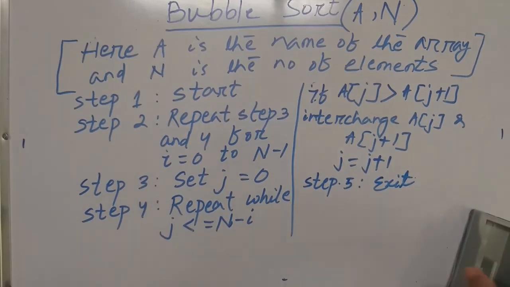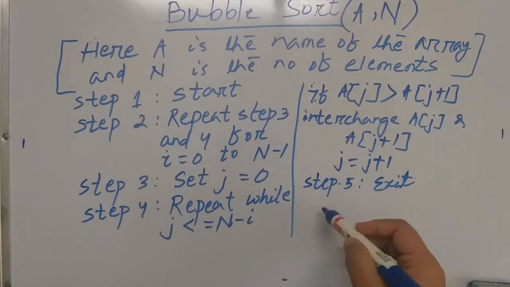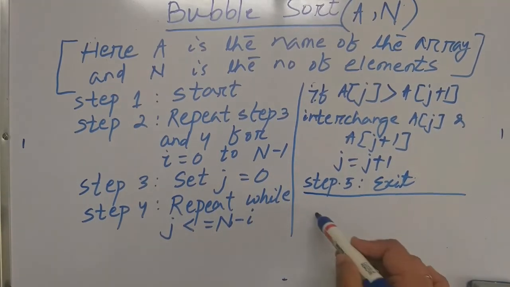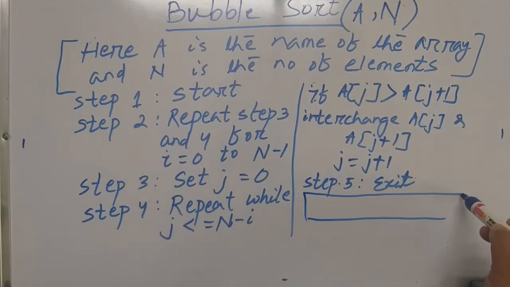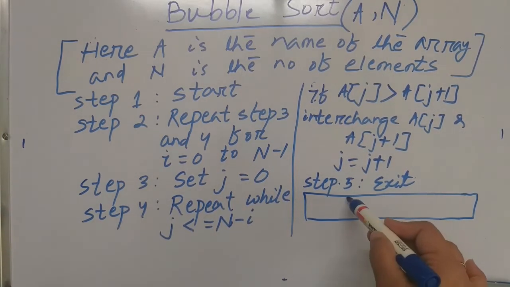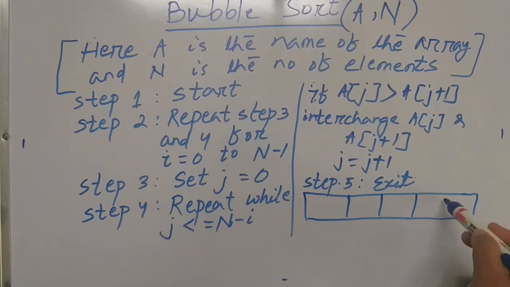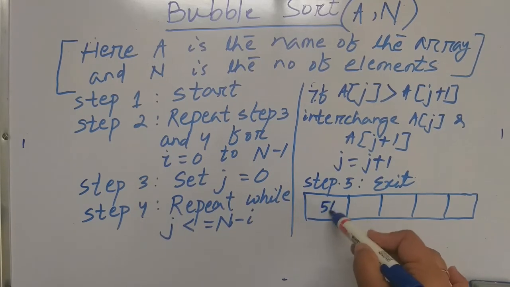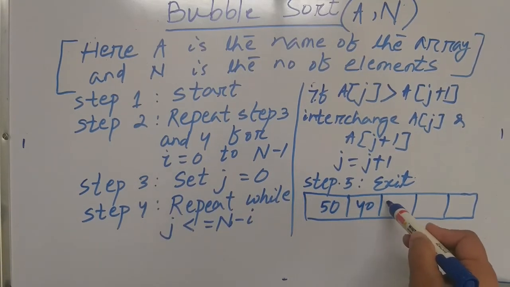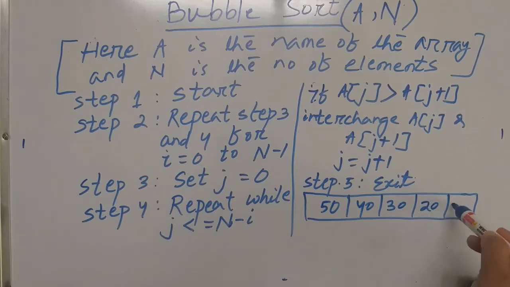Okay, let me give one example. I will once again explain these things. Here step 5 is exit. So here I am writing another example. Within this example I am taking only 5 elements. All the list I write down in descending order and we sort it in ascending order. For better understanding we are taking the list like this. That means all the elements are in descending order and we sort them in ascending order.